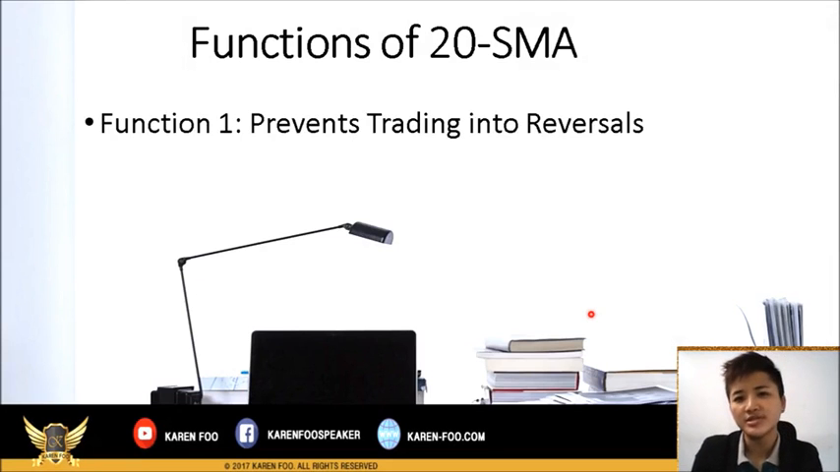So why is it so important for my trading plan? Because the SMA helps me prevent trading into reversals. So what do I mean by that? That's one very important principle of 20 SMA that you need to take note of. Now I know that many different traders use it for different functions, but I just use it mostly as an additional filter and also for me to prevent trading. I never use 20 SMA to enter also, because for moving averages, remember we don't use them for entry. We just use it as an additional filter.